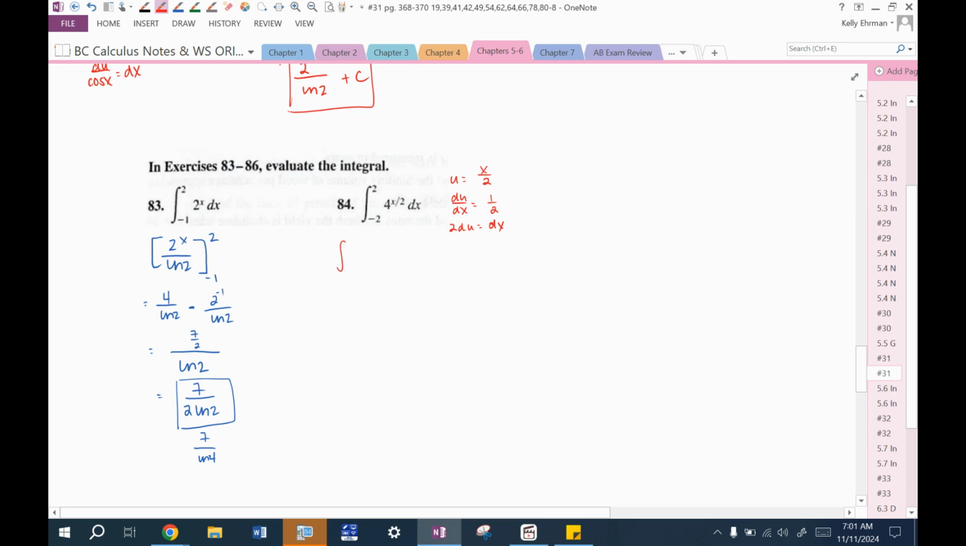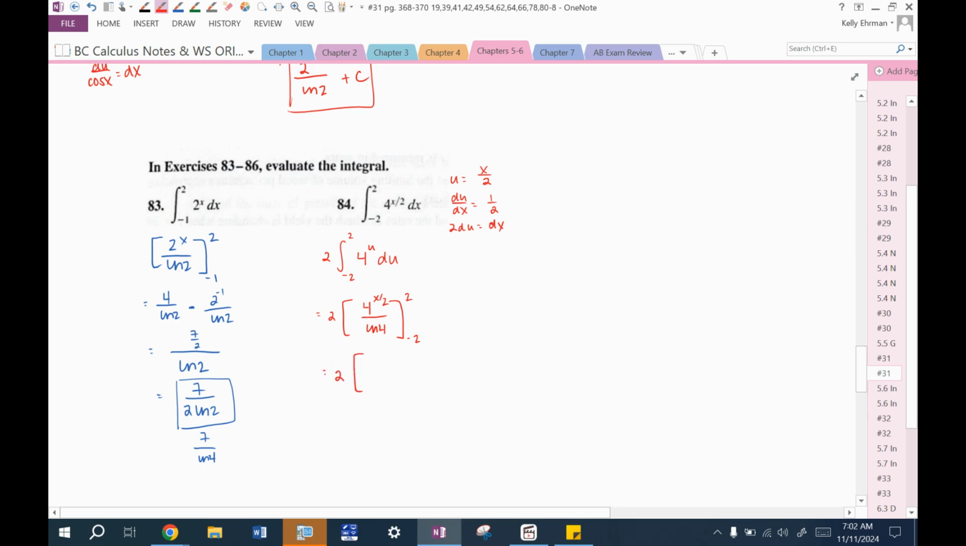So this is going to be the integral from negative 2 to 2 of 4 to the u. Instead of dx, it's 2 du, so I'm going to put the 2 out here. That's equal to 2 times 4 to the x over 2. There's no negative there, sorry. 4 to the x over 2 over ln of 4. And we're going from negative 2 to 2.